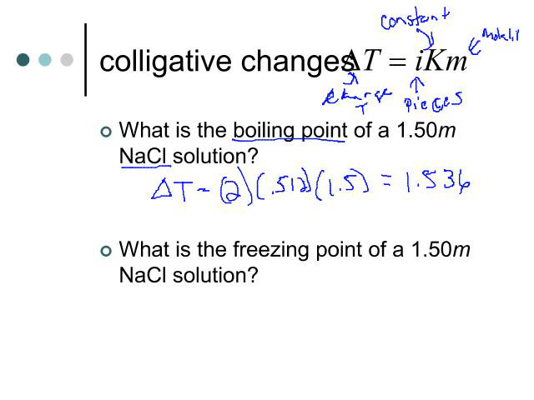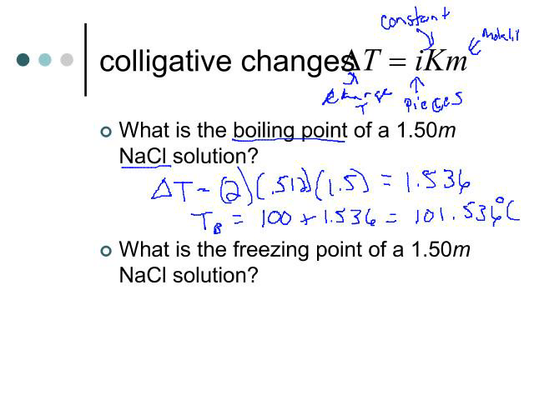I want to know what the boiling point is. Because we are talking about water here, again, if we don't say what it is, then it's going to be water. Your actual boiling point is your original boiling point plus your change. So it's 101.536 degrees Celsius.